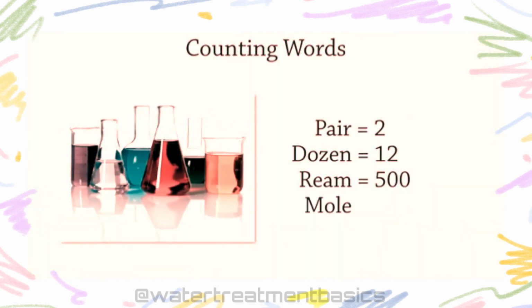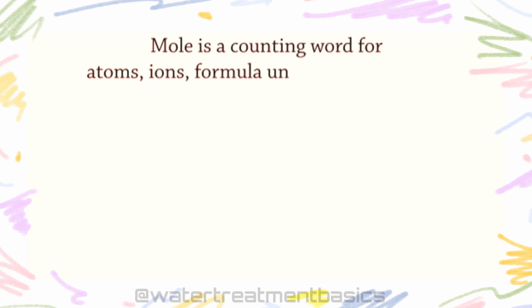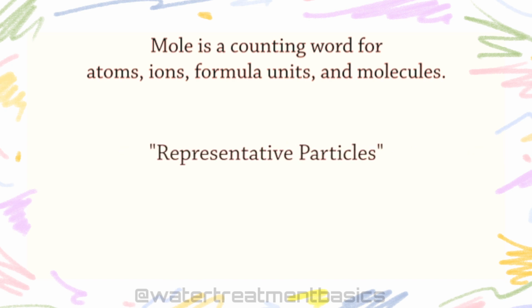But a mole makes sense if you're talking about particles in chemistry. A mole is another counting word, like a pair or a dozen, but it's used to count a very large number of objects, 6.02 times 10 to the 23rd objects. Now when I say objects, I mean atoms, or ions, or formula units in the case of ionic compounds, or molecules in the case of molecular compounds. Those are all what we call representative particles, the smallest unit of that material.